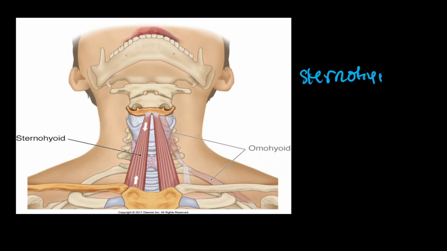The sternocleidomastoid muscle is attached to the sternum as well as the clavicle and the hyoid bone. Now the hyoid bone is of importance, it is a solitary bone in the neck region of the human body, and this bone can be used in postmortem diagnosis of strangulation.